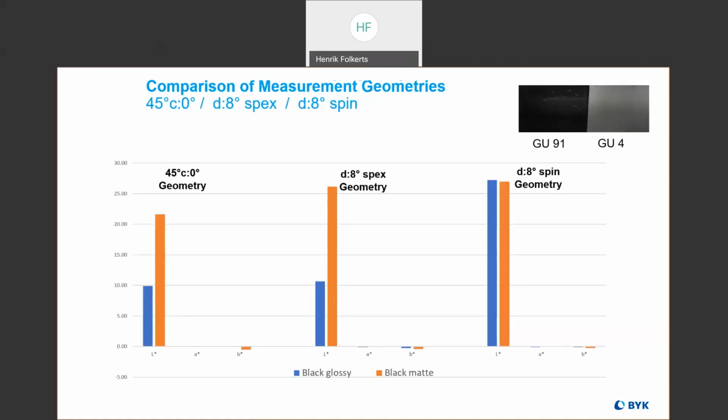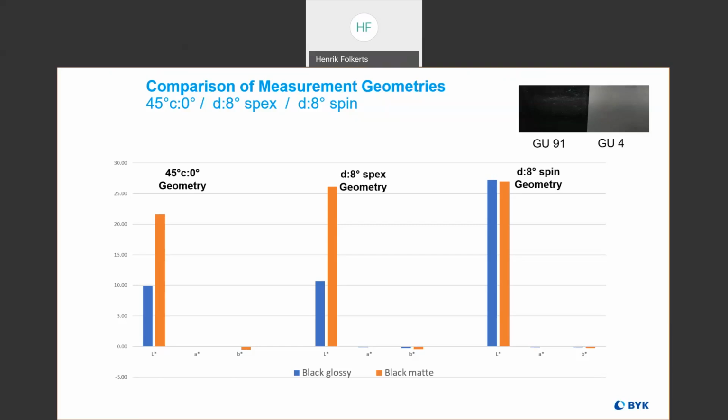So if we take a look at the actual measurements of the two sides of this panel as taken with these three measurement geometries, if we look at the 45-0 geometry, this is the one that measures color like we see it, we can see that in particular the L values are much different between the glossy side and the matte side. The L value is much, much lower for the glossy side. And this matches up with how we see it. We see the glossy side of that panel being darker. The 45-0 instrument measures that side as being darker.